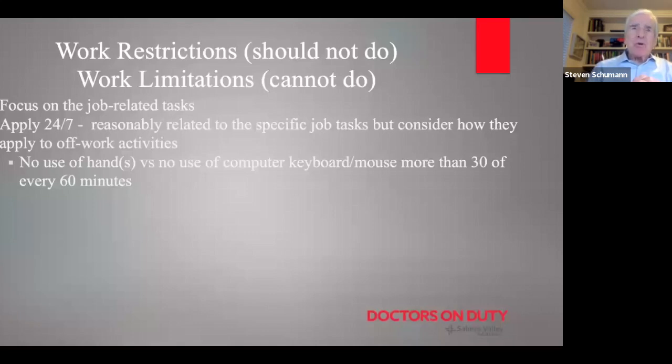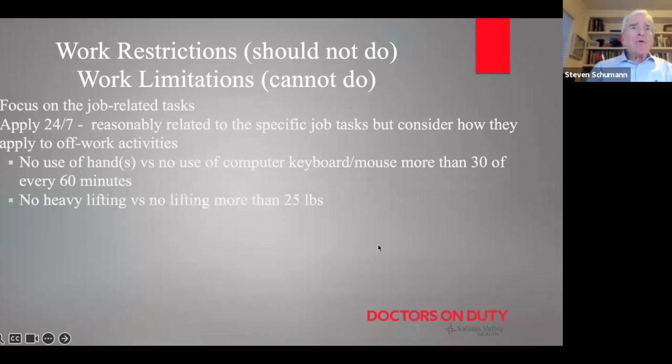So if they're a data processor, it may be instead of no use of hands, no use of computer keyboard, mouse, more than 30 out of every 60 minutes, or whatever period of time seems appropriate. Or if they're working in construction, no use of a hammer or no use of torque wrenches or no use of whatever specific thing, just trying to narrow it to what's going on in the workplace, bearing in mind again that whatever we put down as a restriction, and we'll use restriction for both, test it against how that's going to apply at home.